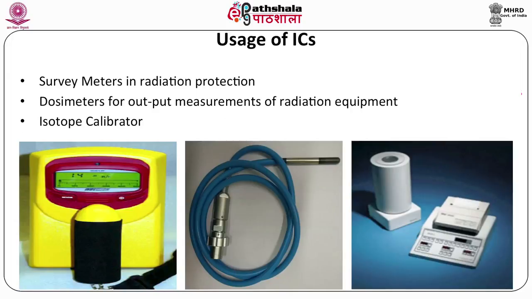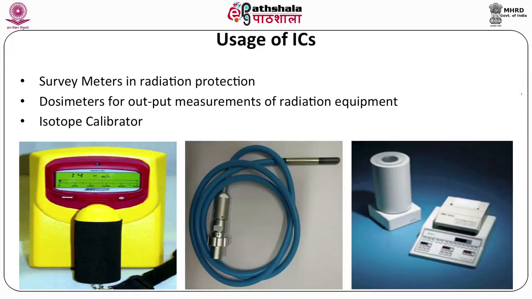You would see them being used as survey meters around a radiation installation. So ion chambers are used to survey a radiation installation. If there is radiation generating equipment around it, what is the amount of radiation for protection purposes? Then, ion chambers are extensively used as dosimeters for radiation output measurements of equipment used in radiation therapy or radiology, for example, X-ray machines, radiotherapy machines.